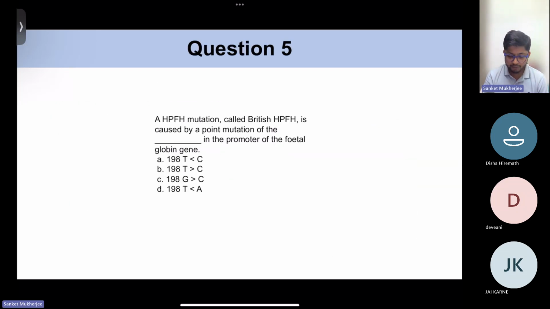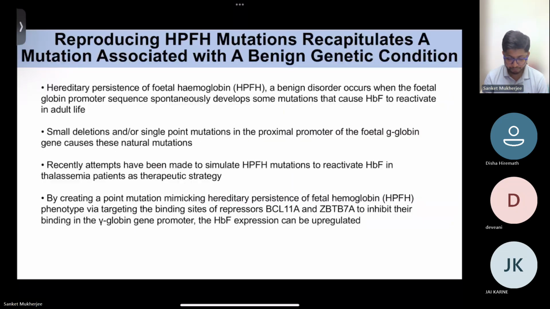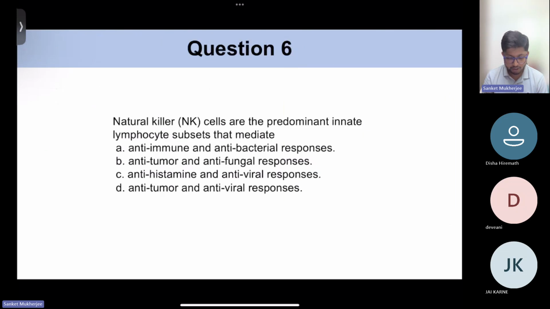Okay. Question 5: HPFH mutation called British HPFH is caused by point mutation of the dash in promoter of the fetal globin gene. Option B is the answer. You can read about it. So British HPFH is caused by point mutation, 198 T to C, in the promoter of the fetal hemoglobin gene.